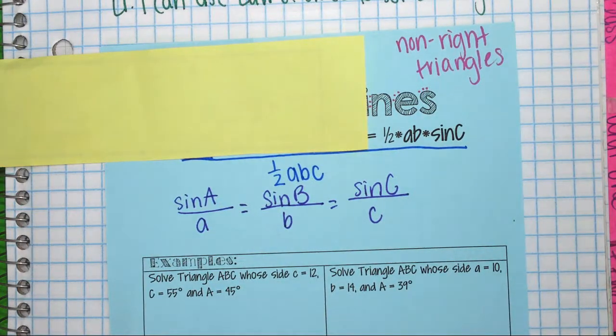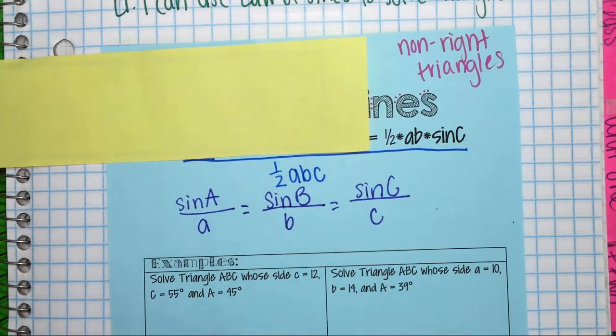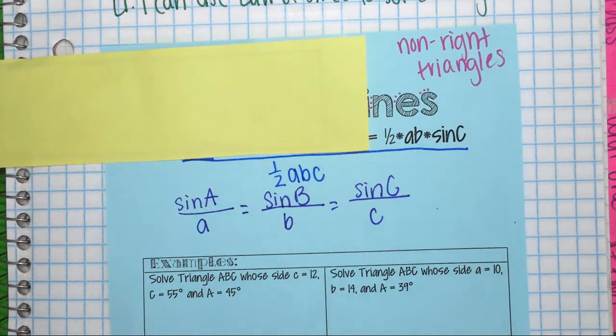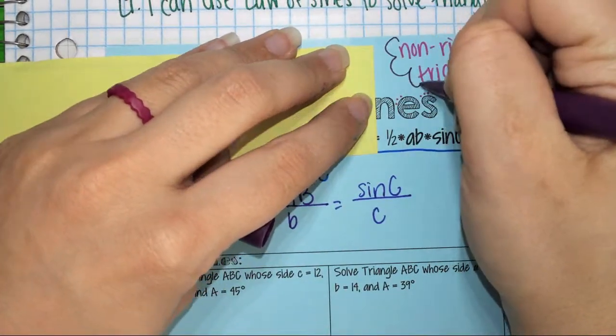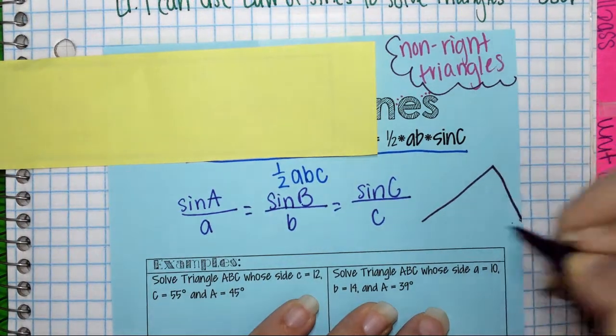And you use this when you have a triangle that is what kind of triangle? Non-right triangle. It is very important that we remember that this is for non-right triangles.